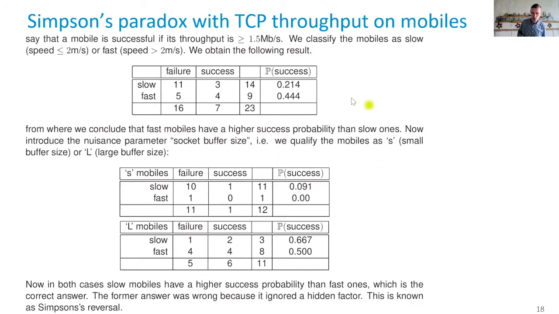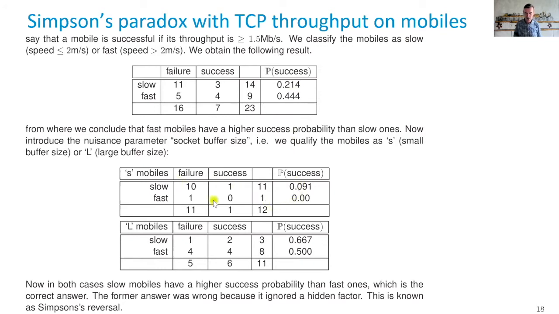We can do exactly the same thing for the TCP throughput example. Instead of measuring the slope of a linear regression, we can simply count how many mobiles had a large throughput. This is just to make that fit in the framework of Simpson's paradox. We will see that fast mobiles have a higher chance of being high throughput than slow mobiles, 44% versus 21%, from which we could conclude that fast mobiles have a higher throughput in general. So speed influences throughput positively.